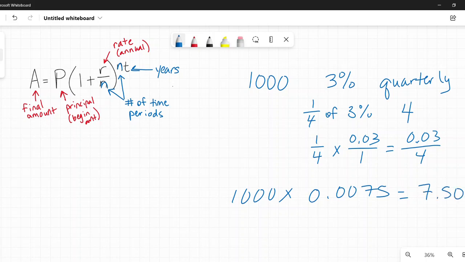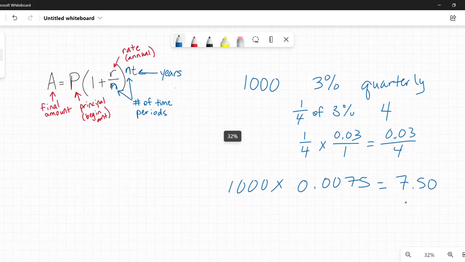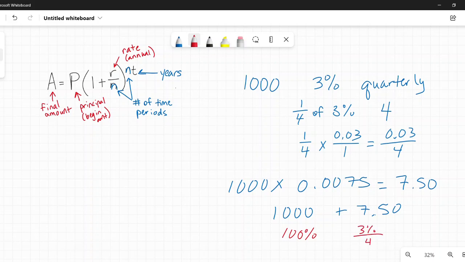But if I wanted the final amount, what is the amount in my bank account, I would say 1,000 plus $7.50. And what have I added together? The 1,000 is the 100% that I started with, and the $7.50 is that 3% divided by 4. When I added those together, I get the amount.